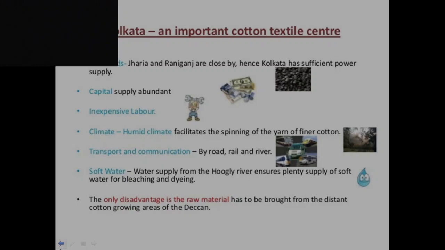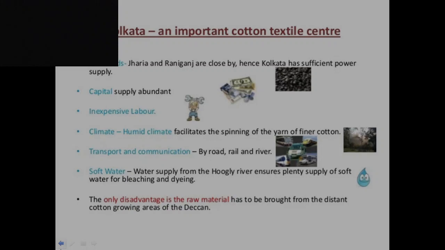Climate, as all of you know, Kolkata is a humid climatic area. So facilities for spinning yarn of the finer cotton are available there. Transport and communication are again very good by road, railways and rivers, and it is a coastal area. Soft water supply from the Hooghly River ensures plenty of soft water for bleaching and dyeing purposes. So it is very good.